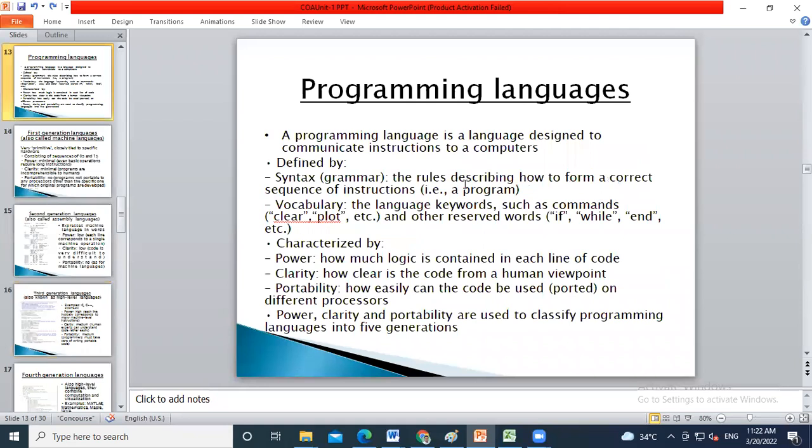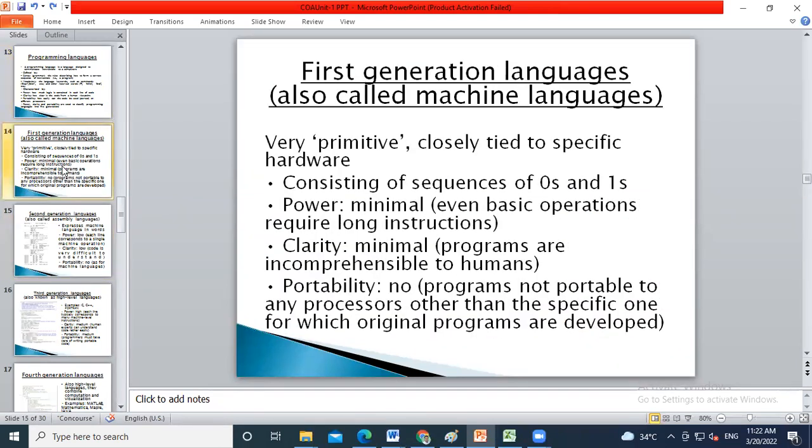So next, programming language, how they have to start it. Actually, they started with the programming languages. From that day onwards, the generation starts. So that first program, whatever they started with, is with the machine languages. So that machine languages generation, we call it as first generation.